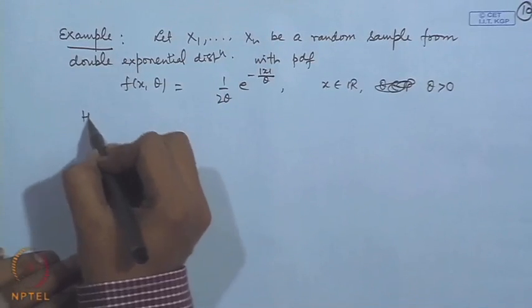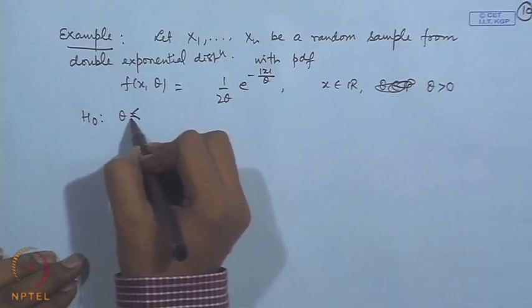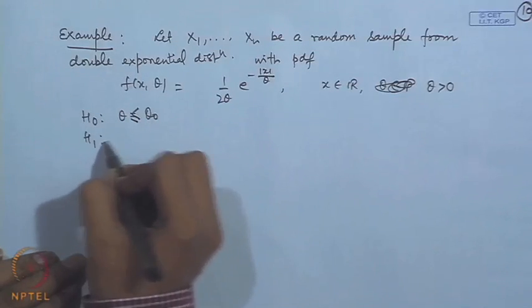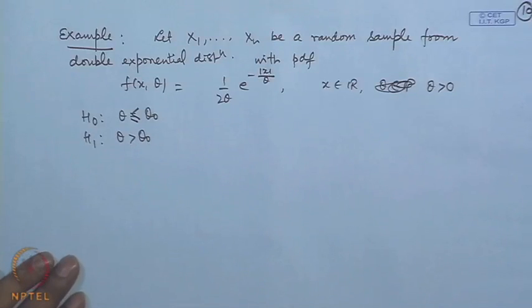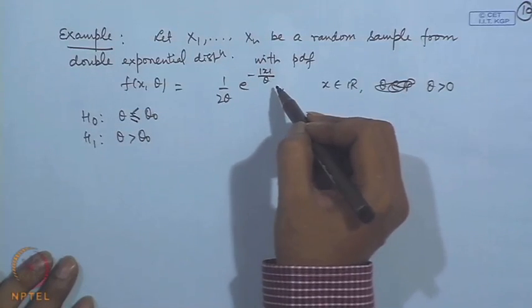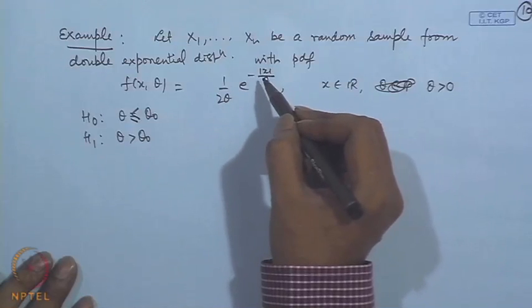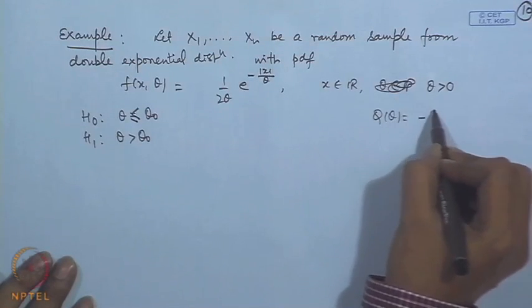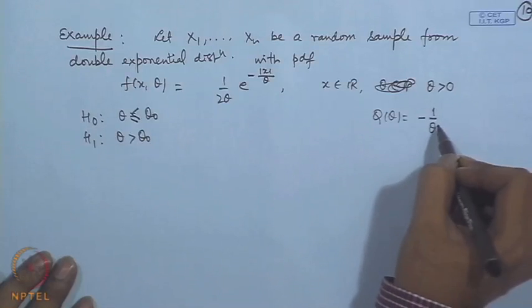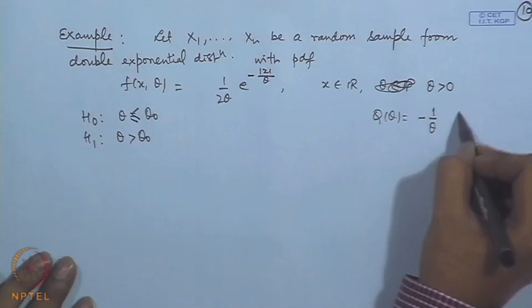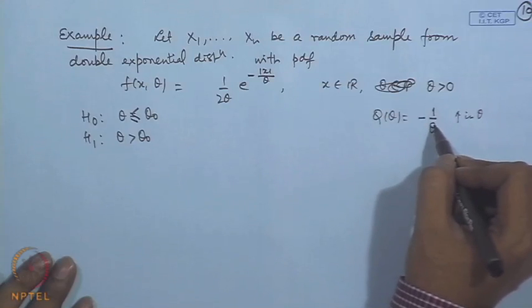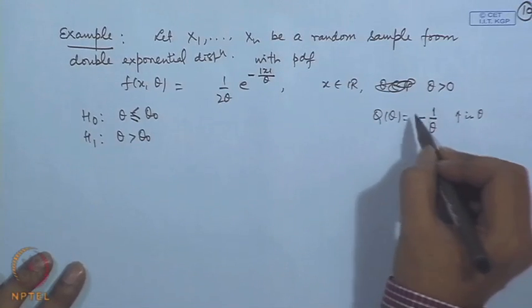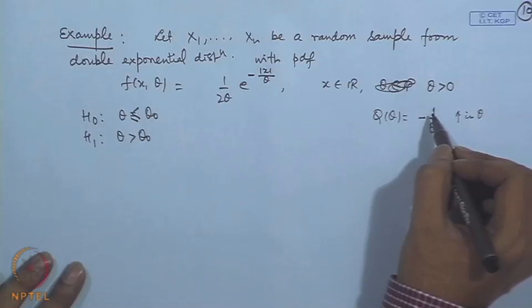Let us consider, say, theta is less than or equal to theta naught against theta greater than theta naught. You can easily see that this is a one parameter exponential family, and for the monotone likelihood ratio you may consider q(theta) as equal to minus 1 by theta. Naturally this is increasing in theta, because 1 by theta is decreasing, so minus 1 by theta is increasing. So, this is a strictly monotone function.